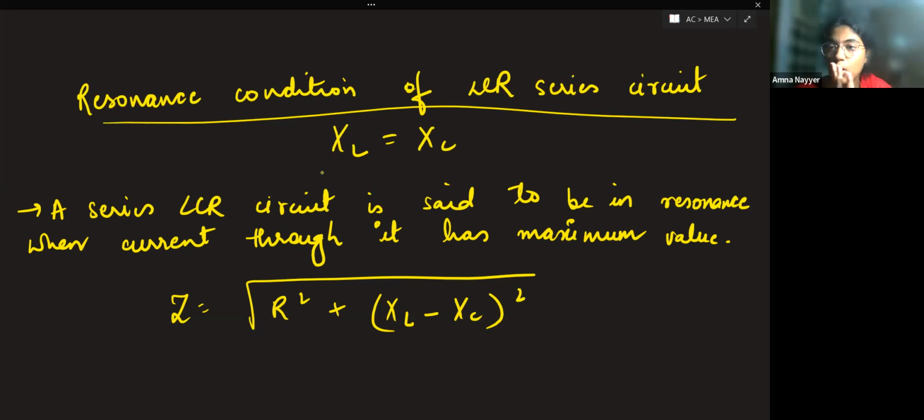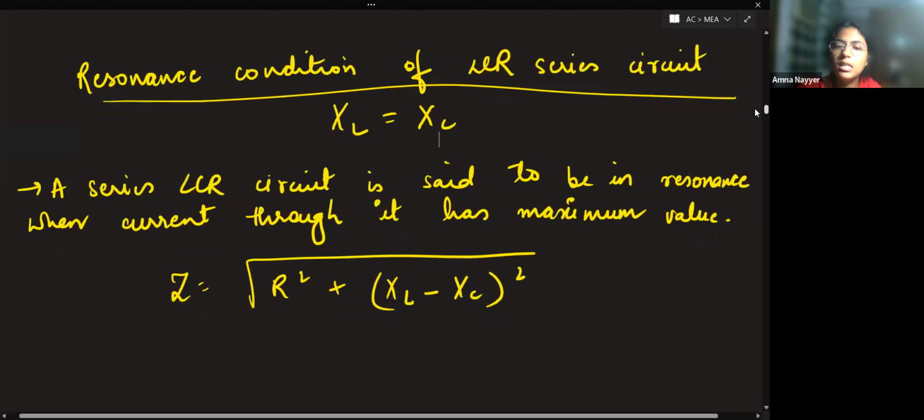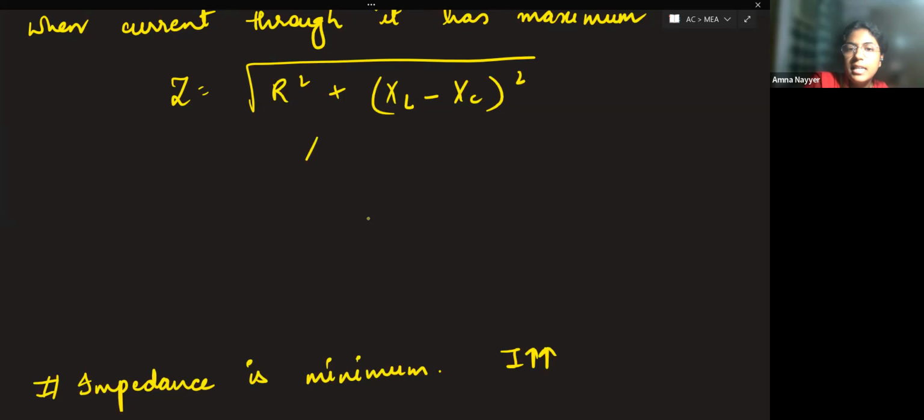Now, when is your circuit known to have the resonance condition? This is when your current is maximum. Now, how can current be maximum? See, Z is equal to what? Z is equal to under root R square plus XL minus XC whole square. See, if I equate XL equal to XC, Z can be written as what?